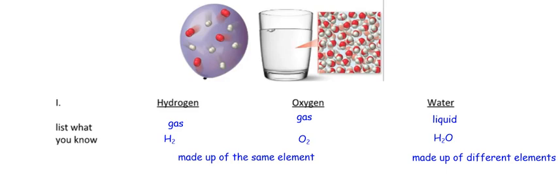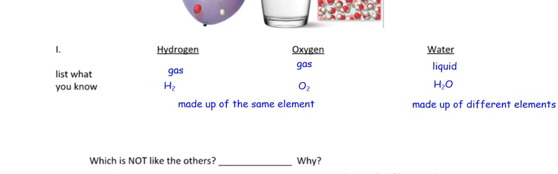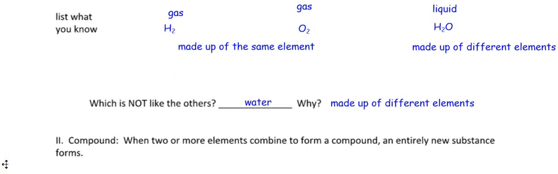All right, well, let's see here. If you said water is not like the hydrogen and the oxygen, well, they're made up of different elements, okay? What am I alluding to then? That we have a compound. A compound is when two or more elements combine, bond, if you want to put the word bond in there, to form a compound, an entirely new substance is formed, okay?